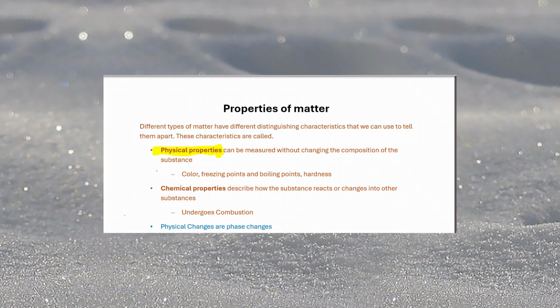The second type of properties are chemical properties. Chemical properties describe how the substance reacts or changes into other substances when it goes through a chemical reaction.